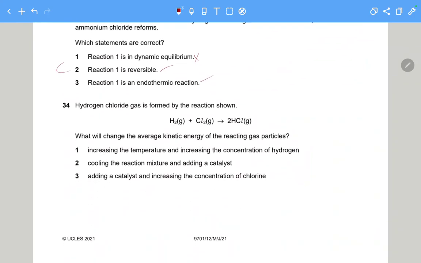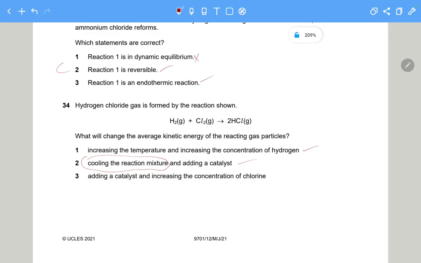Then hydrogen chloride gas is formed by the reaction shown. What will change the average kinetic energy of the reacting gas particles? So increasing the temperature and increasing the concentration of hydrogen. For this one, this is correct because increasing the concentration won't change the average kinetic energy, but increasing the temperature will definitely change the average kinetic energy. So this is correct. Cooling the reaction mixture and adding a catalyst. This will also change the kinetic energy, not because we are adding a catalyst, but because we are cooling the reaction mixture as well.